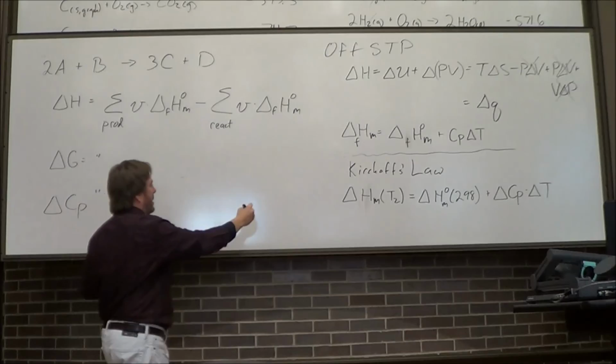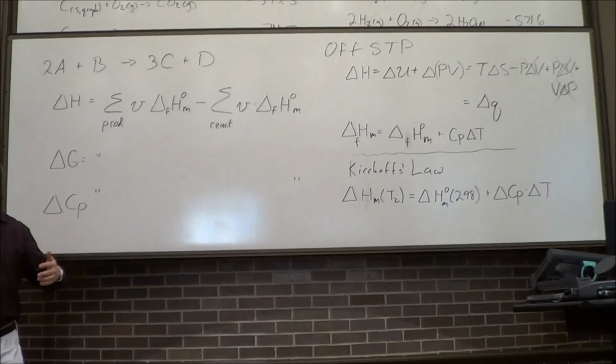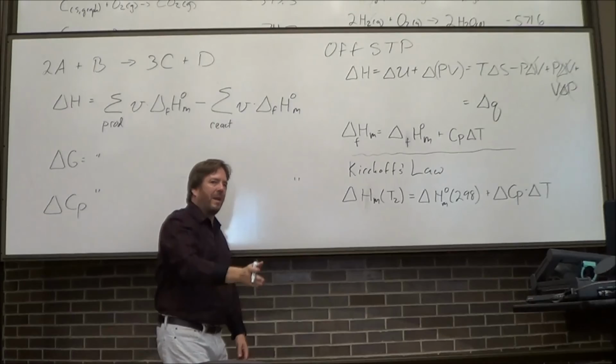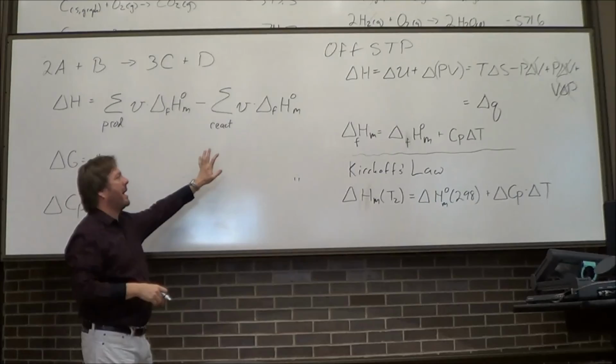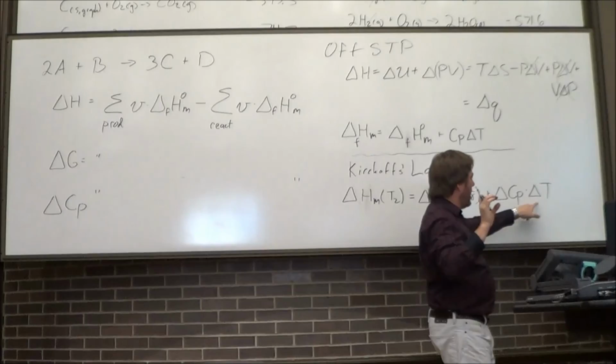So, table in the back of the book, H, G, S, a bunch of other stuff, Cp. Okay, so what you do is you get heat capacity of products minus heat capacity of reactants. It gives you a single number. You then multiply that number times the change in T and add that to what you got for delta H, and that's the new delta H.